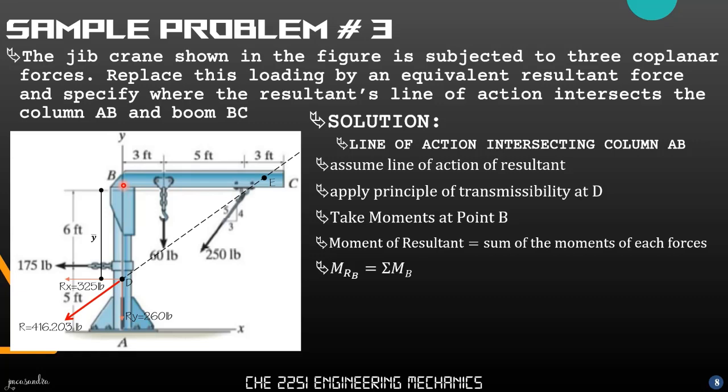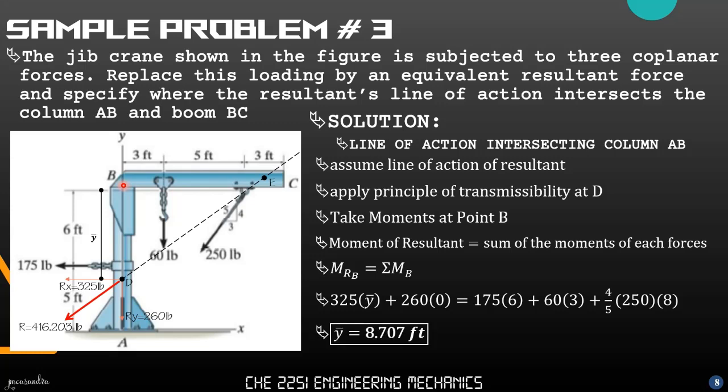So with that, substitute our values in the equation. So we have 325 times bar y plus 260 times 0 equal to 175 times 6 plus 60 times 3 plus 4 over 5, 250 times 8. So bar y now is equivalent to 8.707 feet, meaning the line of action intersects column B at 8.707 feet below point B.